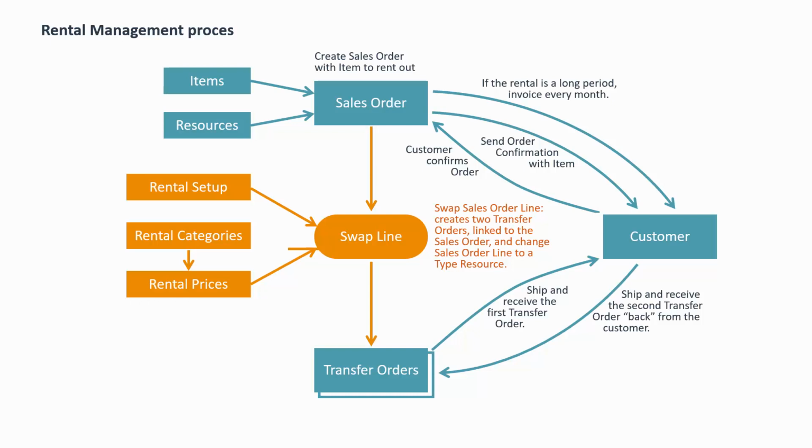The system will automatically enter the remaining or the last date on the sales order, which means that we can now invoice the remaining period on the rental. So this is the overall flow for rental management.